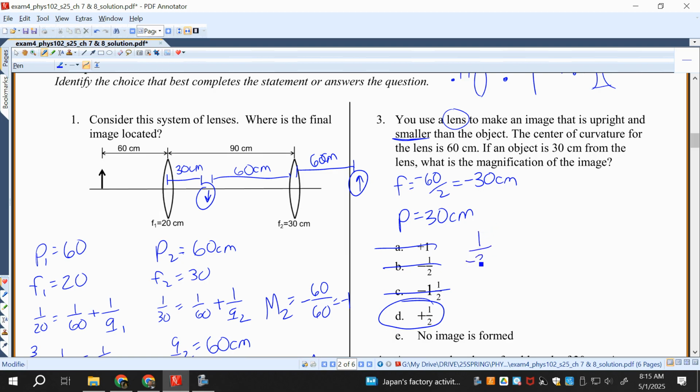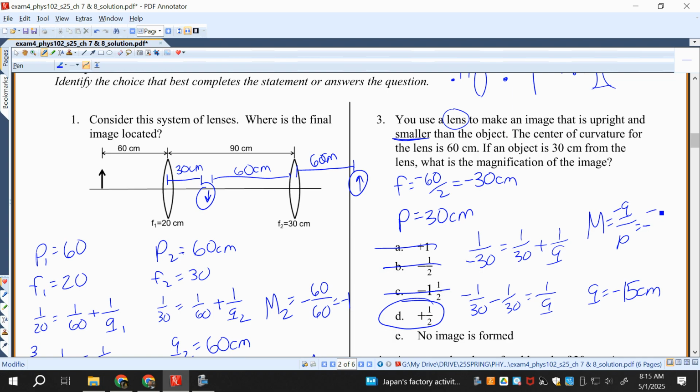Say 1 over negative 30 equals 1 over 30 plus 1 over Q. That's negative 1 over 30 minus 1 over 30 equals 1 over Q. So Q is equal to negative 2 over 30, negative 30, negative 15 centimeters. So that's Q. And the magnification is negative Q over P, negative negative 15 over 30, or positive 1/2.